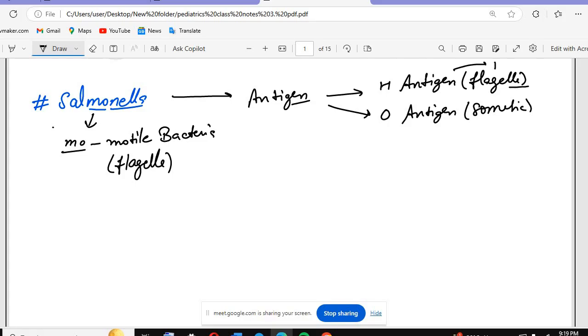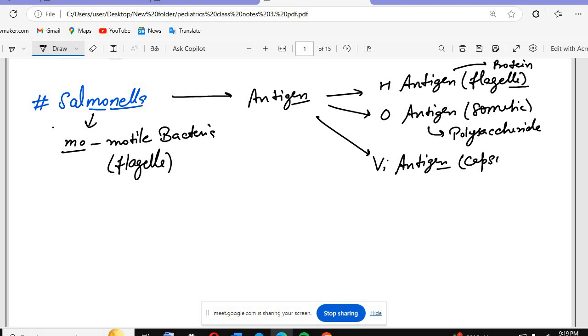These H antigens are made up of proteins, while the O antigens are made up of polysaccharides. They also have the Vi antigens, which are present in the capsules. They are capsular, so we can say that Salmonella has capsular polysaccharides. They have capsules made up of what? Polysaccharides.